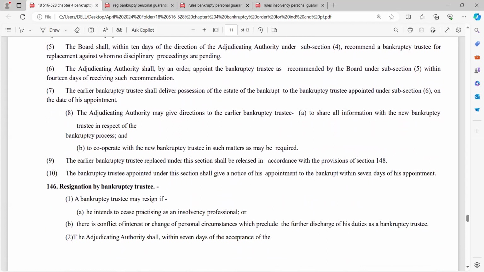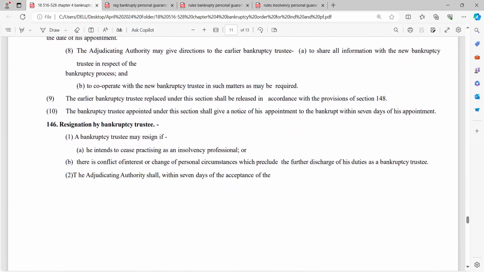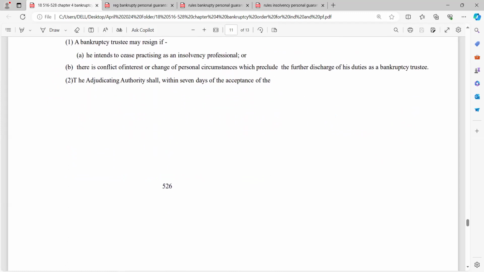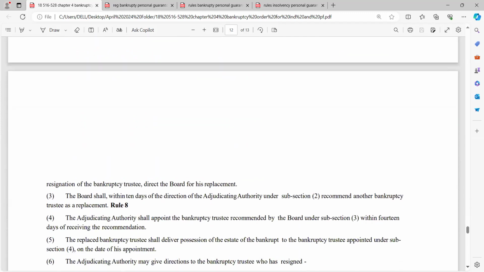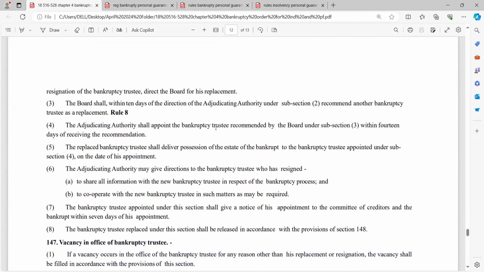और पुराने वाला जो है नए वाले को सारे रिकॉर्ड्स दे देगा. नाउ सेक्शन 146, रेजिग्नेशन भी हो सकता है, रेजिग्नेशन बाई बैंक्रप्सी ट्रस्टी. ठीक है, अब वो अपनी प्रैक्टिस ही बंद करना चाह रहा है, या कोई कॉन्फ्लिक्ट ऑफ इंटरेस्ट है, या कोई चेंज ऑफ पर्सनल सर्कमस्टांसेस है विच प्रिक्लूड द फर्दर डिस्चार्ज ऑफ हिज ड्यूटीज, तो एडजुडिकेटिंग अथॉरिटी शैल विदिन 7 days ऑफ द एक्सेप्टेंस ऑफ द रेजिग्नेशन ऑफ द बैंक्रप्सी ट्रस्टी डायरेक्ट द बोर्ड. ठीक है, बोर्ड 10 दिन में रिवर्ट करेगा और फिर उसको अपॉइंट कर देगा.